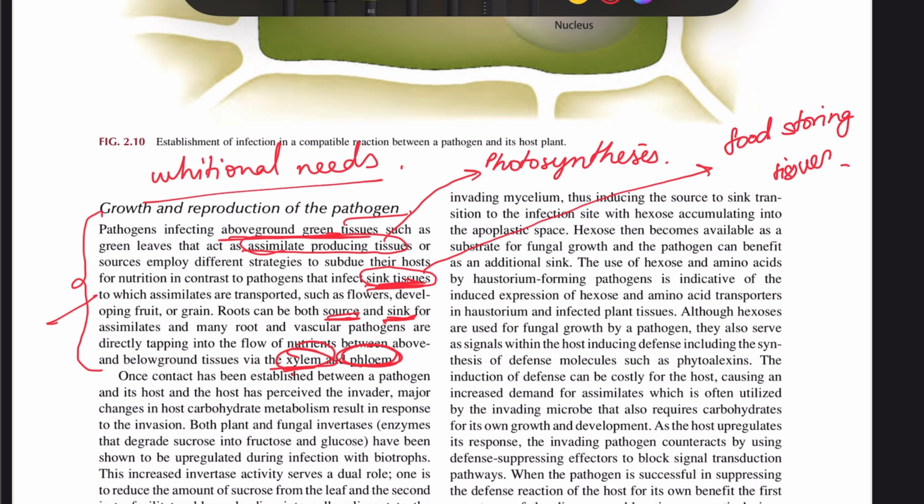This xylem and phloem are called vascular bundles, we know. So there are many roots and vascular pathogens that target the transport system of the plant. They tap into the flow of nutrients moving between upper, that is the leaves, and lower, the root parts. They target the upper part as well as the lower parts. Simply, they have discussed it here.